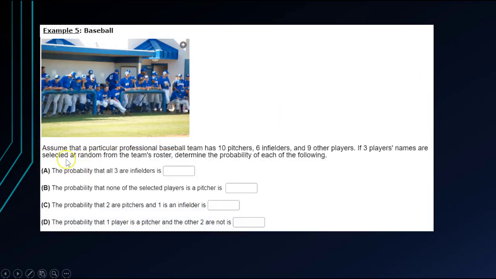For this baseball one, assume that a particular professional baseball team has 10 pitchers, 6 infielders, and 9 other players. If 3 players' names are selected at random from the team roster, determine the probability of each of the following. The probability that all 3 are infielders is.